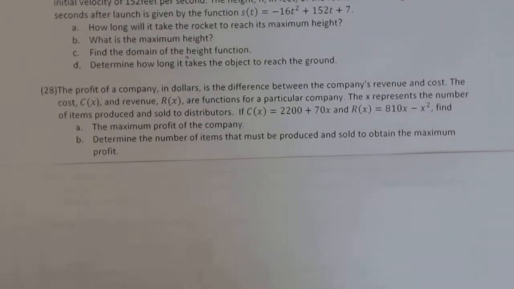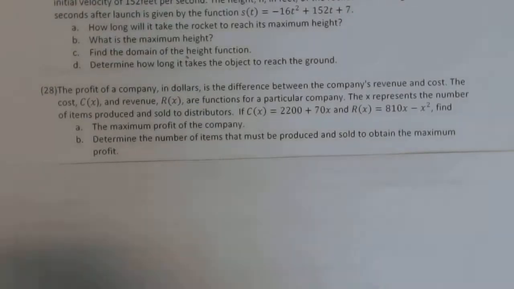Number 28 says the profit of a company in dollars is the difference between the company's revenue and cost. Makes sense, right? Revenue is the amount you get for selling something. The cost is how much it costs you. And if you subtract the two, you get your profit.